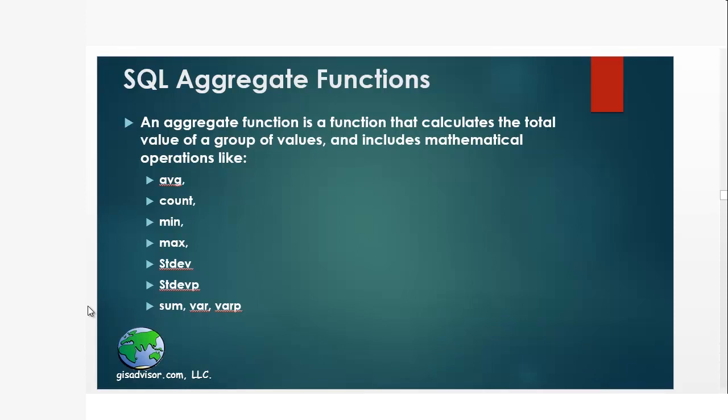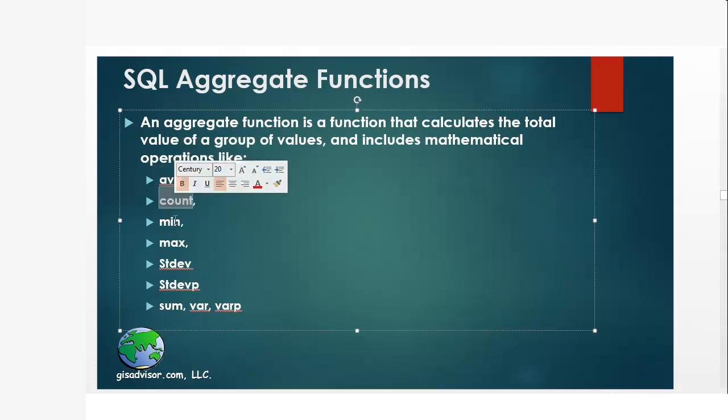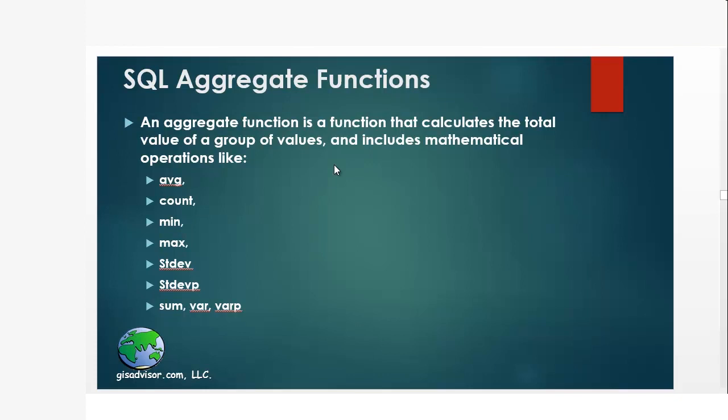Well, in this section, I want to look at aggregate clauses. This is stuff you're probably already familiar with from using things like Excel, and you may already be used to it using regular GIS packages as well, that also allow us to create and find results based on aggregates. An aggregate is basically a function that calculates the total value of a group of values, and it has mathematical operations like average, count, min, max, standard deviation, sum, variance, and so on.